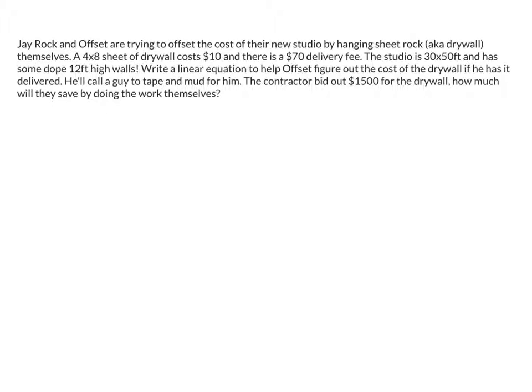The studio is 30 feet by 50 feet and has some dope 12-foot high walls. Standard is like 8 or 9, man. 12 is super cool. Write a linear equation to help Offset figure out the cost of the drywall if he has it delivered. He'll call a guy to tape and mud for him. The contractor bid out $1,500 for the drywall. How much will they save by doing the work themselves?